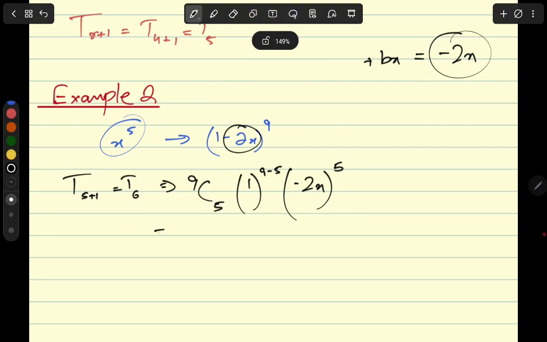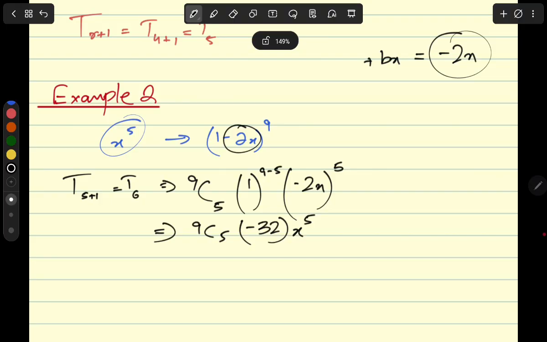Okay, so whatever the answer for 9 combination 5 is, I'm not going to do that because that's going to take me time. So this is going to be some constant, but 1 power anything is just 1, so I'm going to omit that. And minus 2 to the power of 5 is going to be minus 32. Make sure that you are not making any mistakes in dealing with the negative signs. Okay, and then x to the power of 5 is just x to the power of 5.